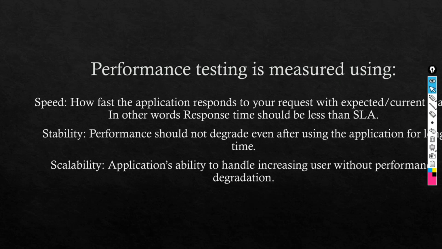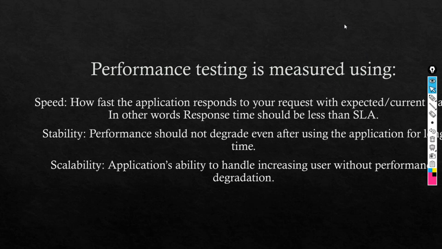And nowadays, along with speed, performance testing is also measured in terms of stability and scalability. What do you mean by stability? Stability means performance should not degrade even after using the application for a long time. For example, let's say you have been using the application for 4 to 5 hours. When you are using the application for 4 to 5 hours, the performance should not degrade.